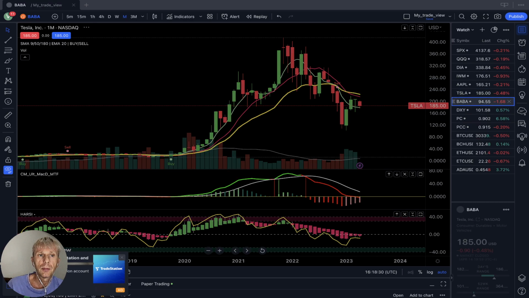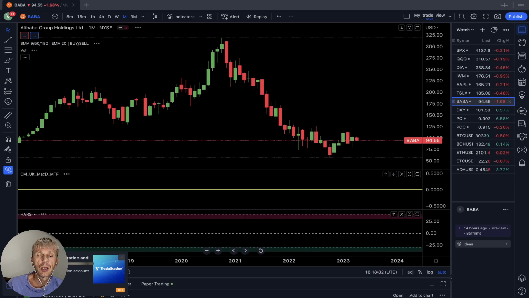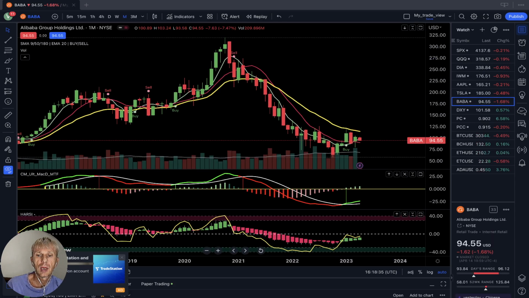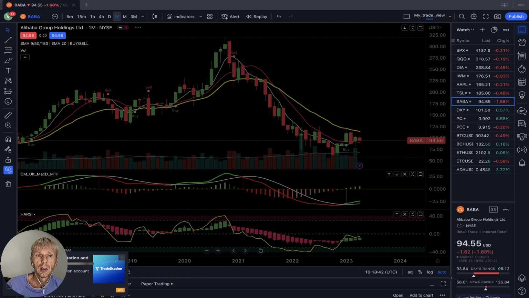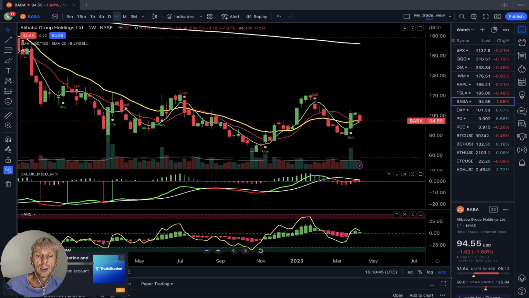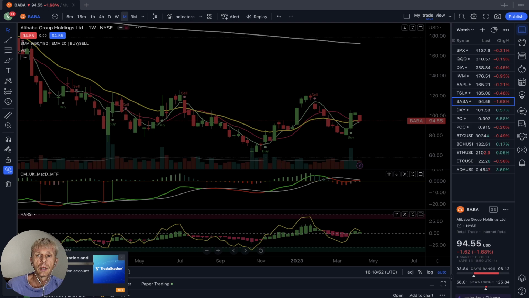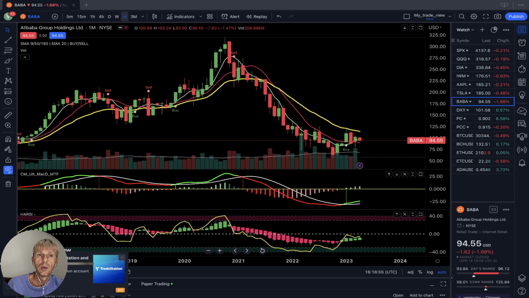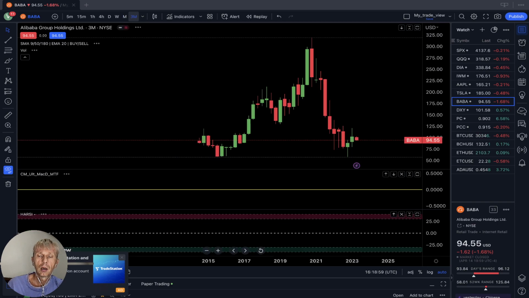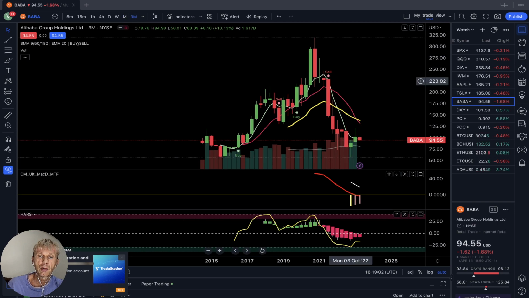Let's move to BABA. Alibaba Group. Monthly time frame: bullish signal on all indicators. Weekly time frame: buy signal on all indicators. Monthly time frame, it's bullish, weekly bullish. And let's see quarterly what's going on with BABA. Quarterly it is still bearish, right? Not enough data for quarterly.